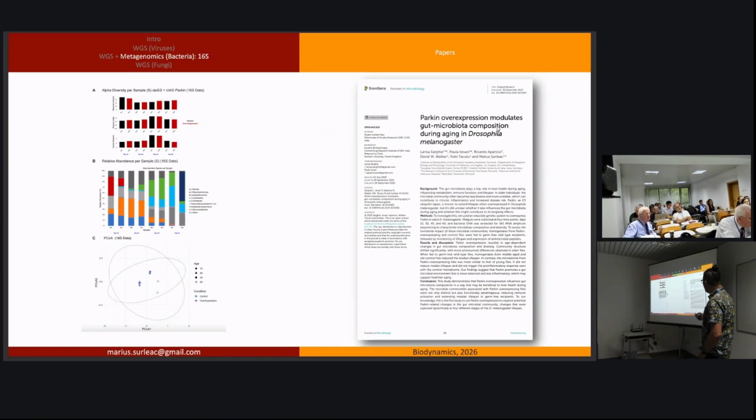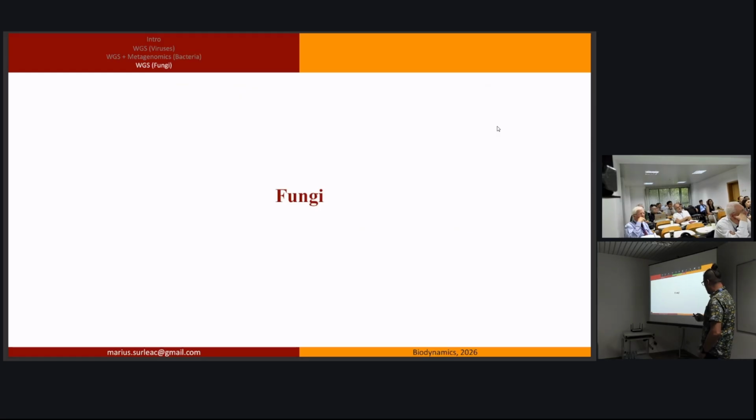And we have noticed some correlation between different types of genes, or different genes that respond to different antibiotic categories. And also, in terms of metagenomics, we have done 16S sequencing on the microbiomes from Drosophila, aging Drosophila with the parkin gene overexpressed, and we noticed some changes in the microbiome with aging.